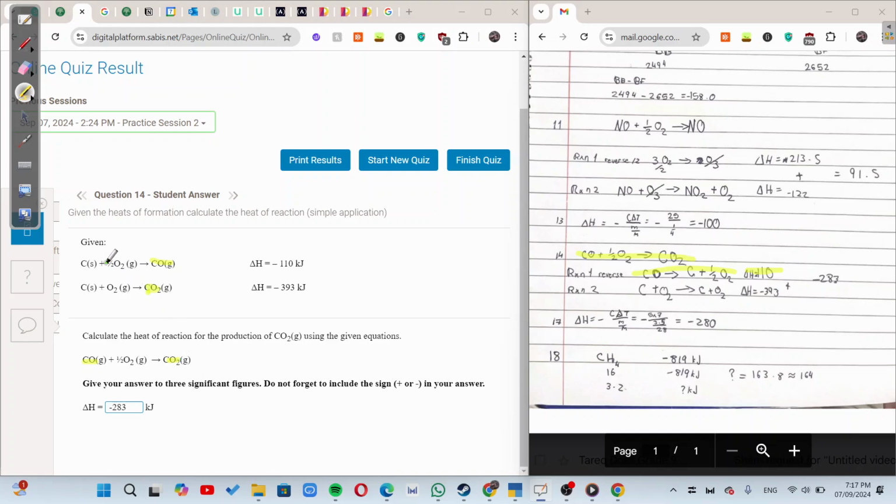And the O2s, just see when you add them, they're going to cancel out with each other. One O2 minus half of O2 gives you half of O2. So you don't really have to do anything to the O2s. So now you have these two numbers for your heat of formations, add them together, you're going to get negative 283. So that's your answer.